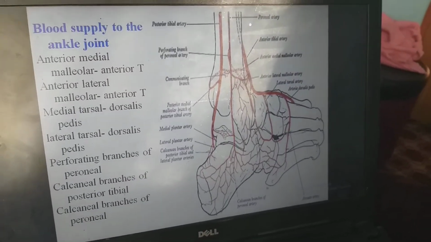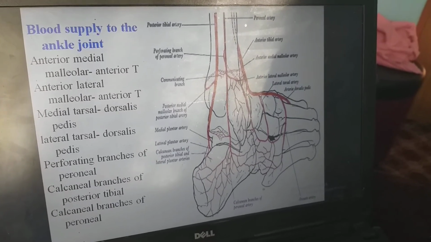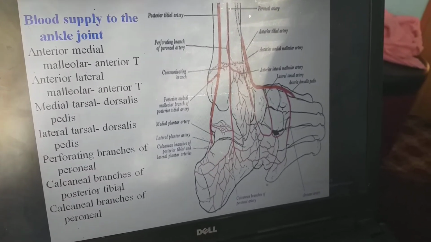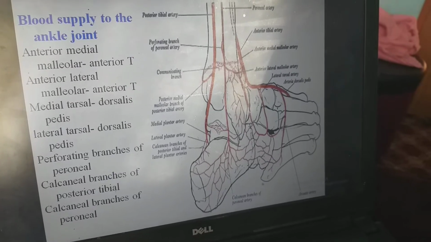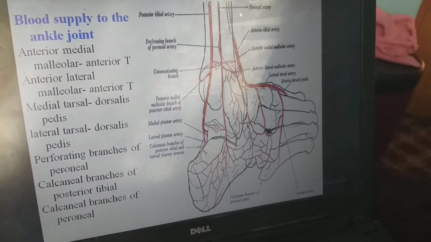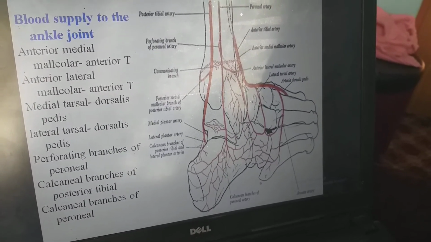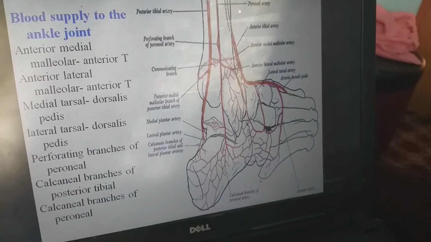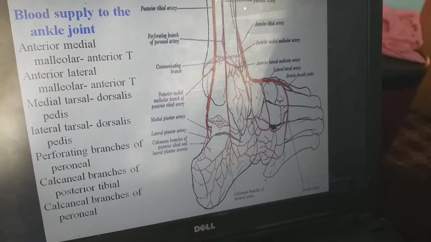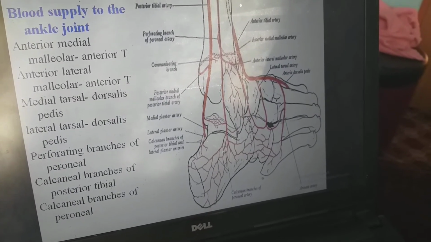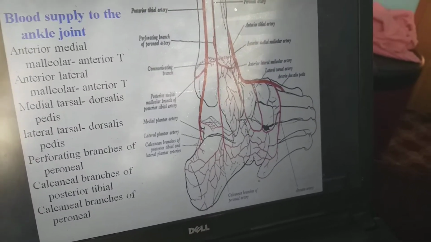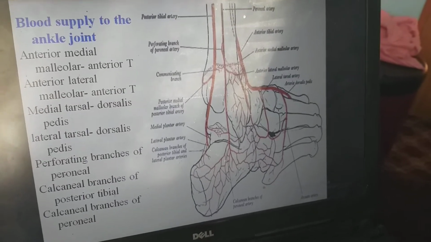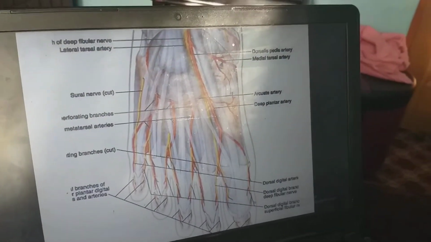Good. The other is the blood supply to the ankle joint. So here are the anterior medial malleolar artery, anterior lateral malleolar artery, medial tarsal and lateral tarsal arteries from the dorsalis pedis. These are from the dorsalis pedis, the perforating branch from the peroneal, and calcaneal branches. It can be from the posterior tibial, it can be from the peroneal. These all supply the ankle joint.